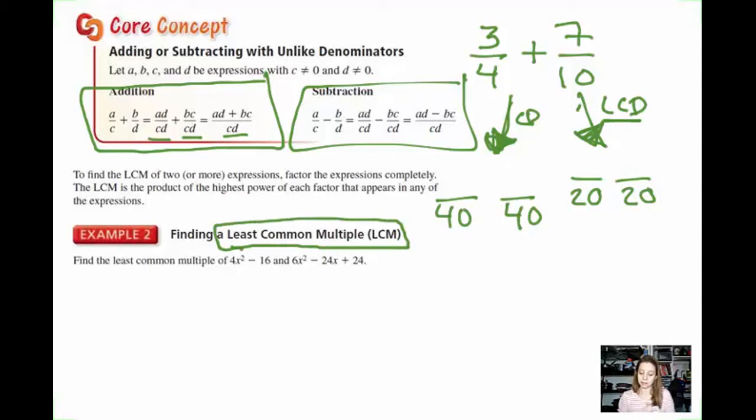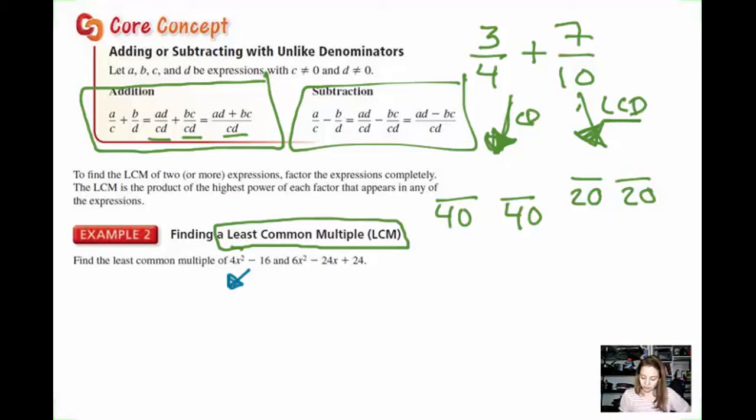Okay. So to find the least common multiple of 2 or more expressions, factor the expressions completely. The least common multiple is the product of the highest power of each factor that appears in any of the expressions. So we want to find the least common multiple of 4x squared minus 16 and 6x squared minus 24x plus 24. You can imagine these as the denominators. We're just going to practice finding the least common denominator, not the common denominator, the least common.